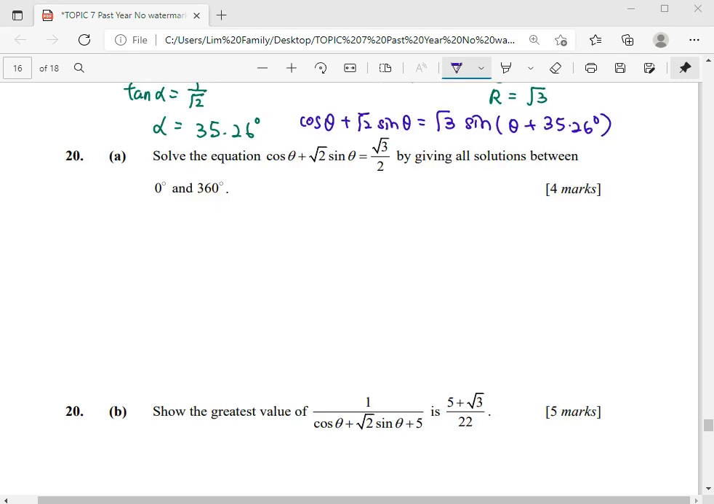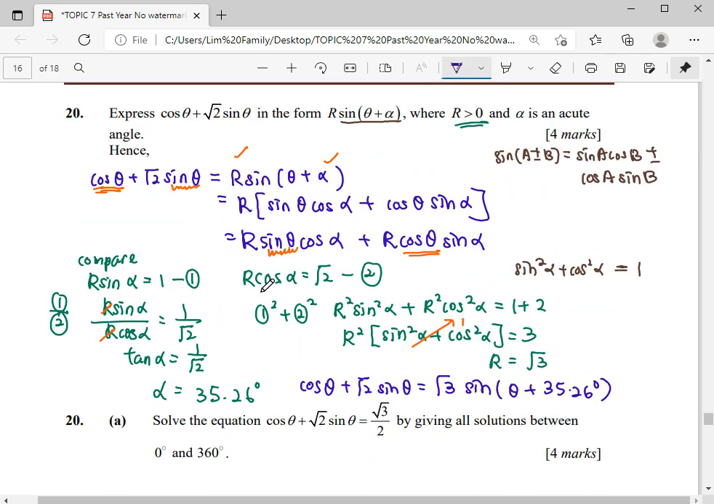So we go for the next question. After we manage to express our double trigo terms into single terms, that's why the question asks us, please solve for this equation and give your solution, meaning give our angles between 0 and 360. Solving here in trigo means finding our angle.